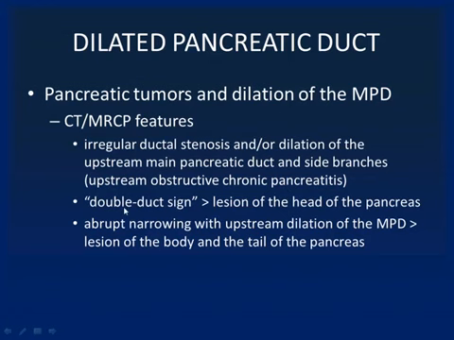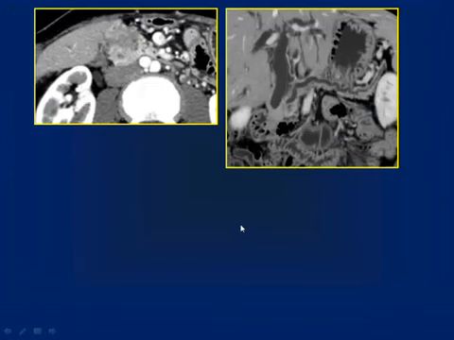An additional sign, very important, is the double duct sign, which is seen in the lesion of the head of the pancreas and consists in the dilation of the main pancreatic duct and the common bile duct. In cases of lesion located in the body and tail, we will see usually an abrupt narrowing with upstream dilation of the main pancreatic duct.